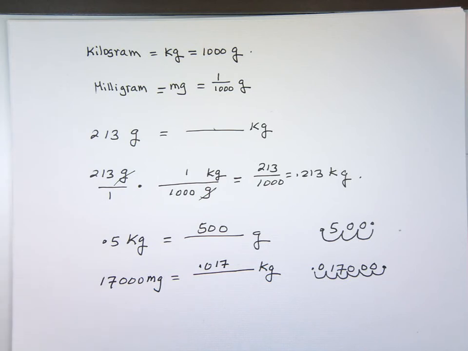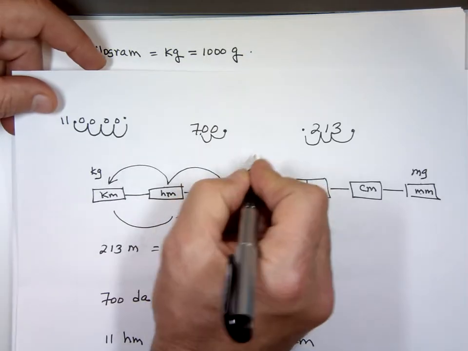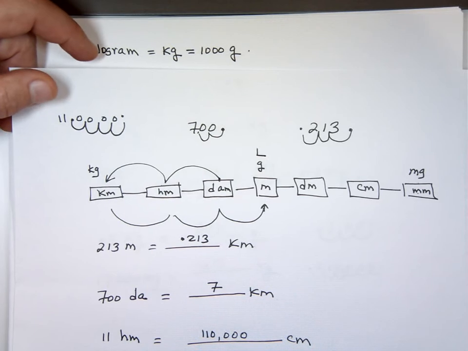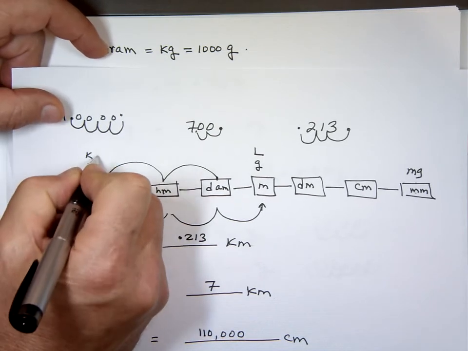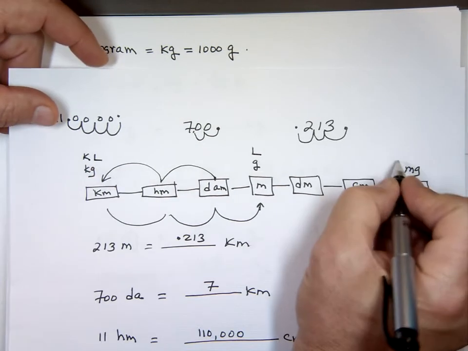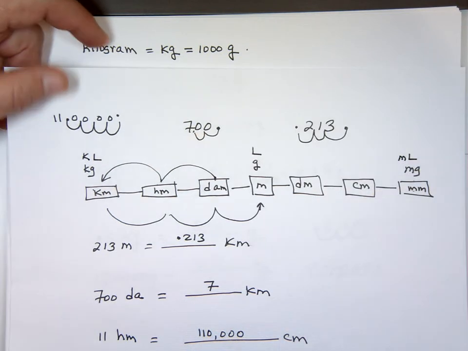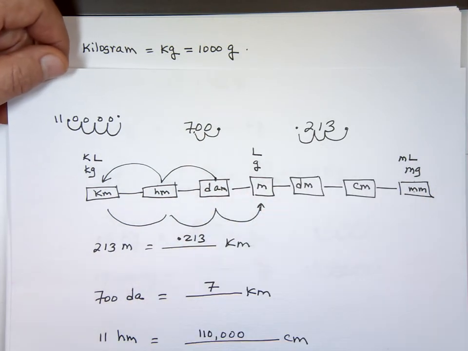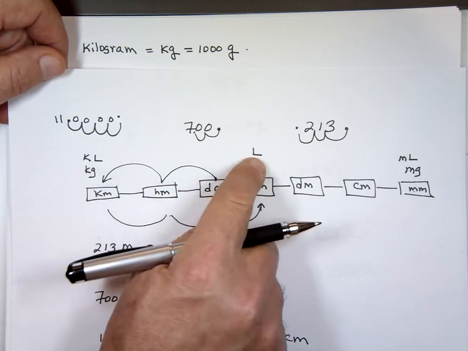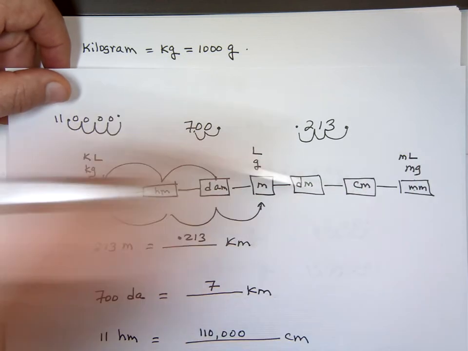And you can use the same chart for capacity. We use liter. They don't use gallons in the metric system. Liter. This is kiloliter. And this is milliliters. And you can convert the same way we did with a kilogram. Liter, kiloliters, milliliters, the same way.